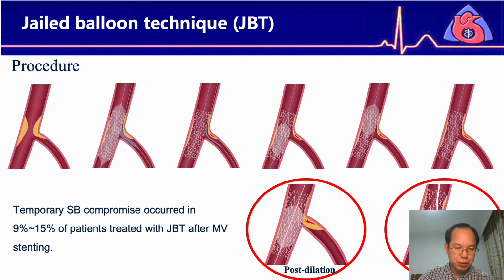A balloon is placed at the ostium of the side branch, may be active or passive, when the stent is put in the main vessel. Then the balloon is removed and post-dilation is performed. Generally speaking, the GBT, gelled balloon technique, is very effective.